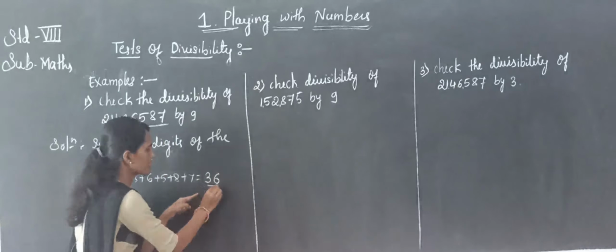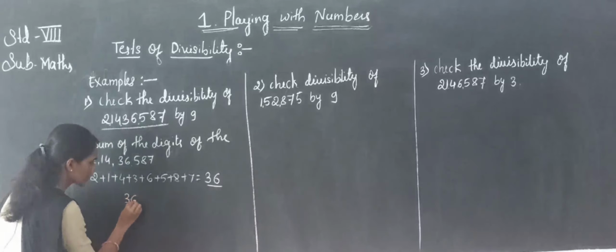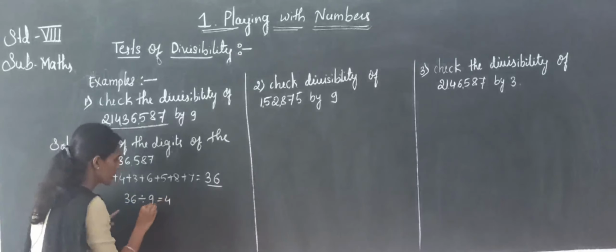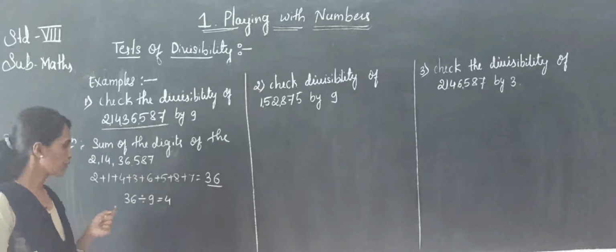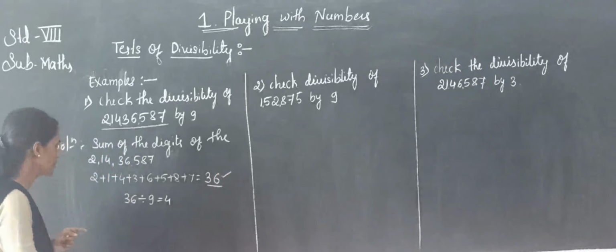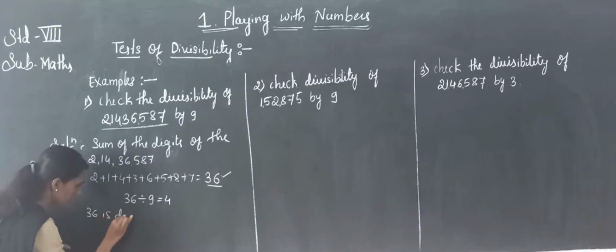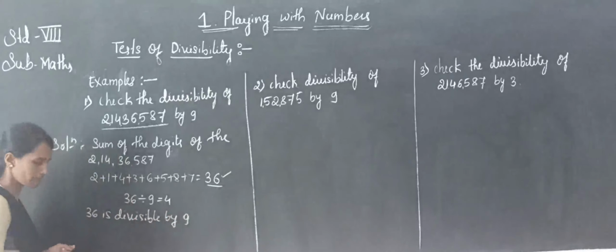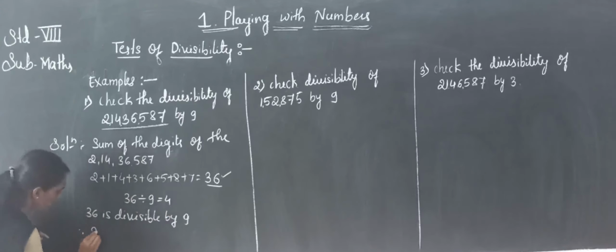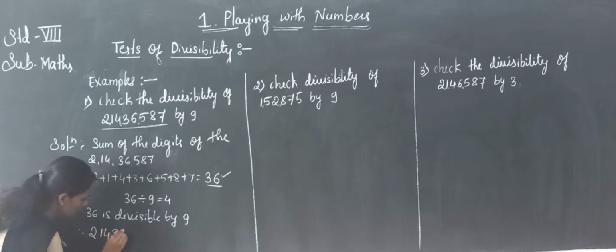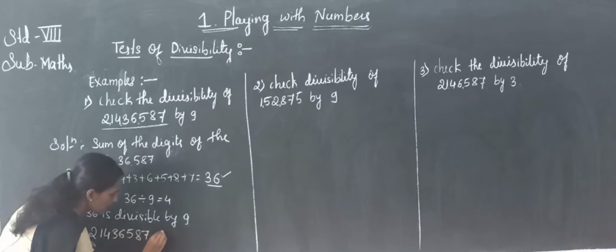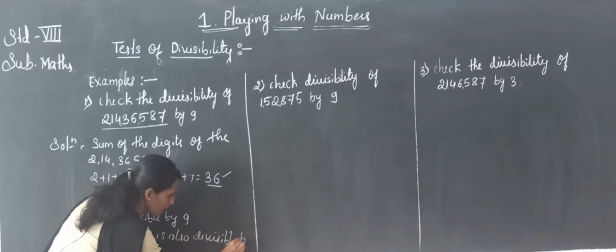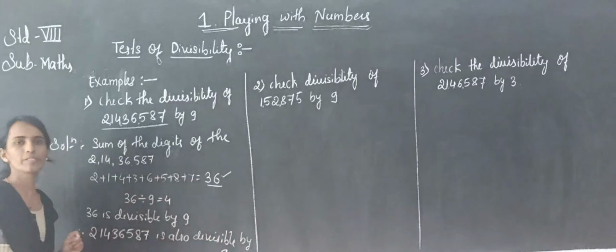Yes or no? So whether this 36 will be divisible by 9? So check, will 36 be divisible by 9 or not? Yes, it will be divisible, 9 4s are 36 here. So 36 is divisible by 9. Therefore 2,14,36,587 is also divisible by 9 here.